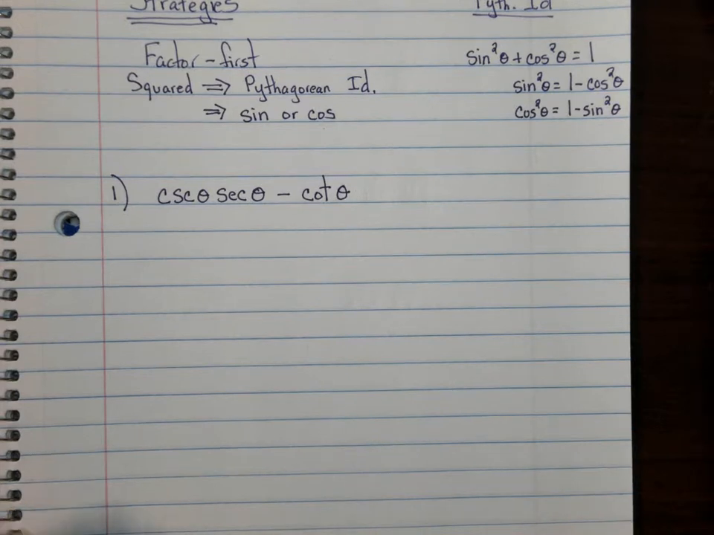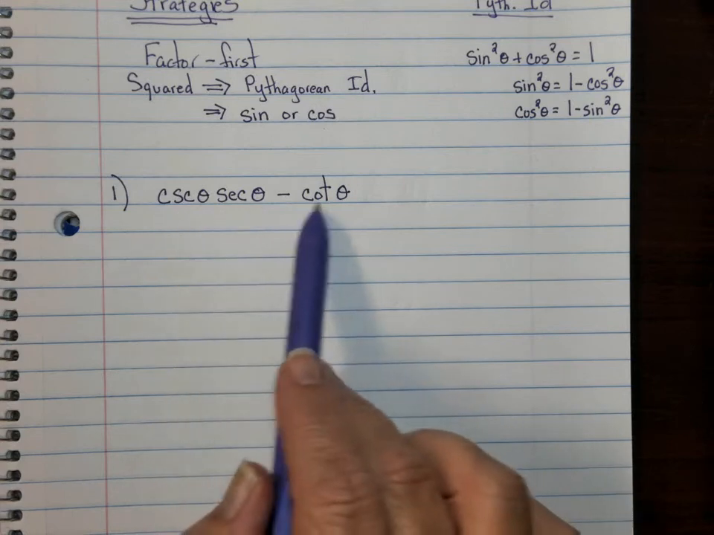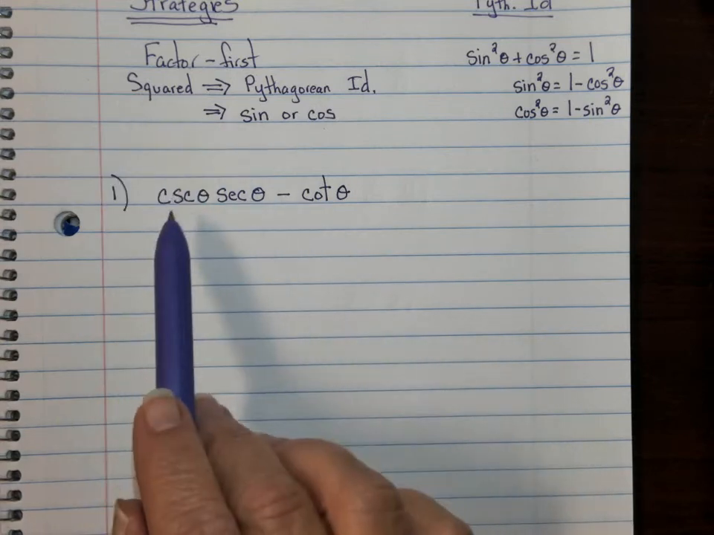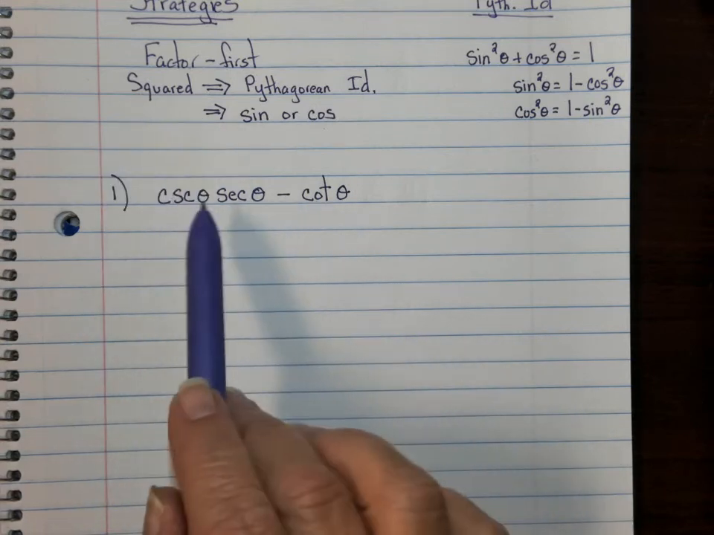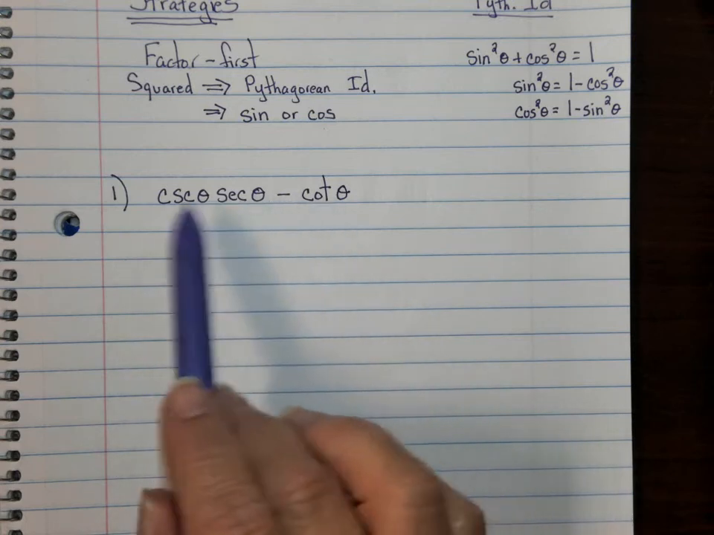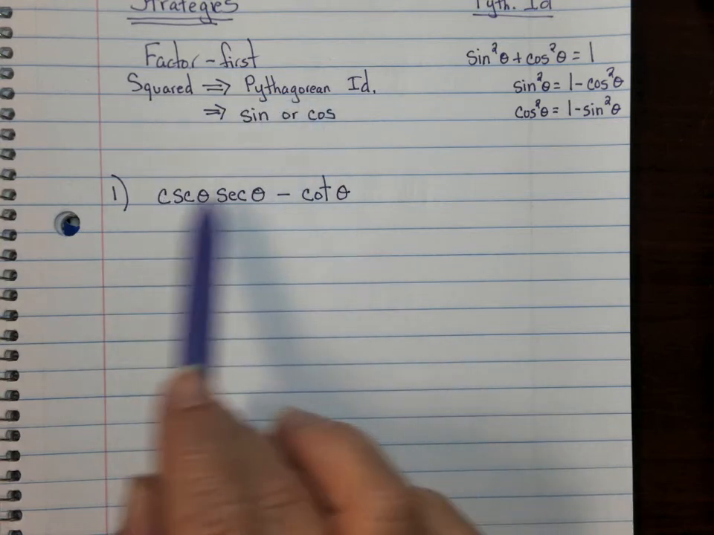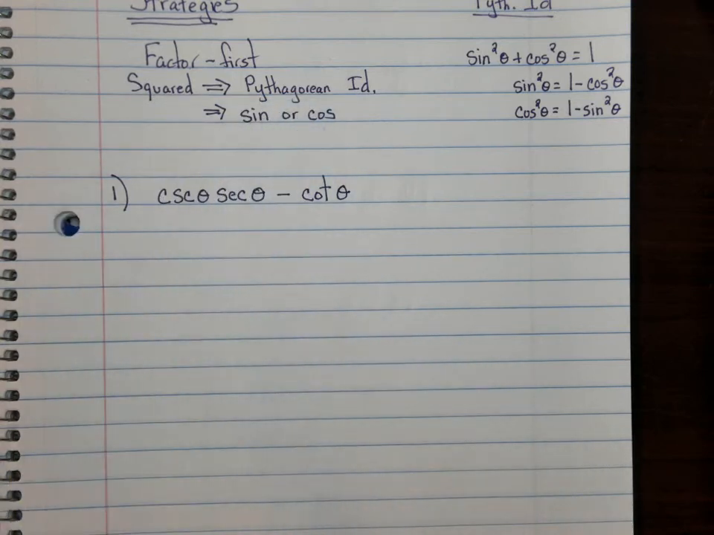All right. So we take a look at this one. Soren, you with me? Yes. And we look at our strategies. Do you see anything that can factor out? I don't see any common factors, no difference of 2 squares. Do we see any squares? No, no squares. So let's just rewrite things in terms of sine and cosine.